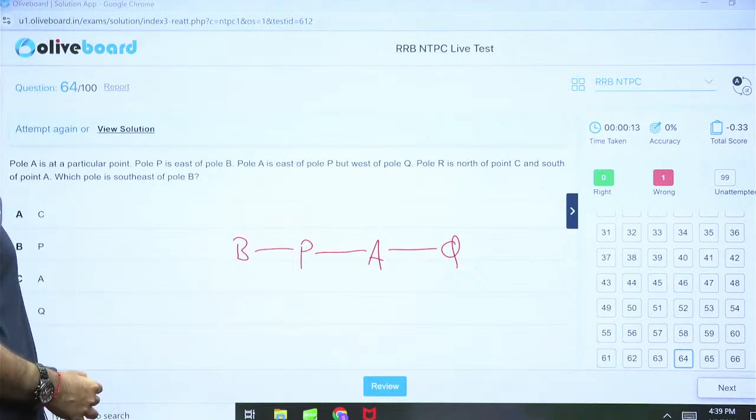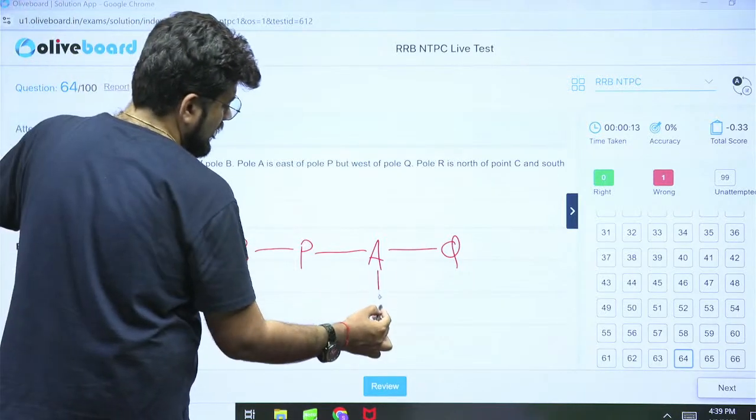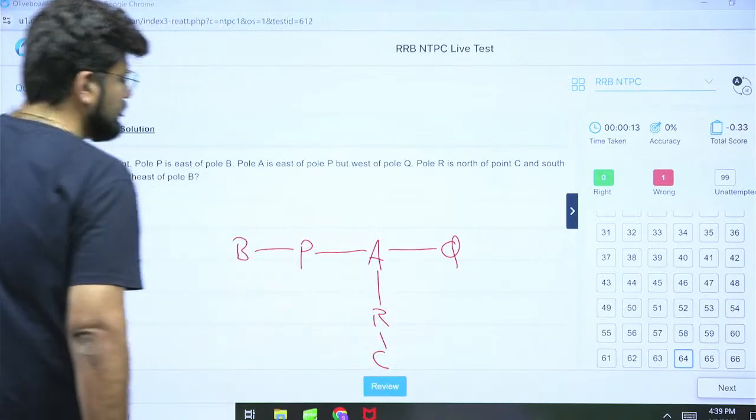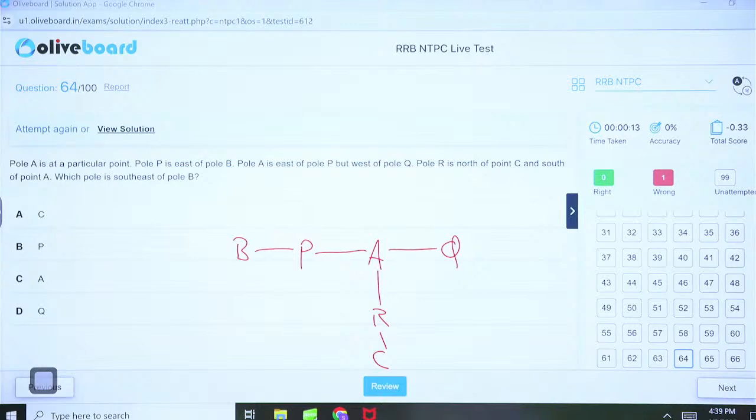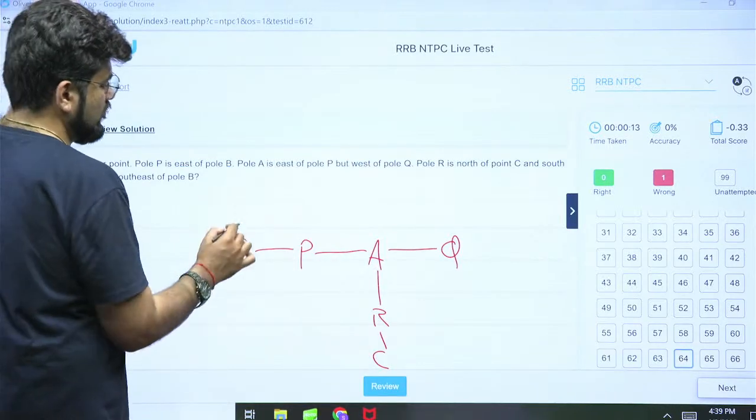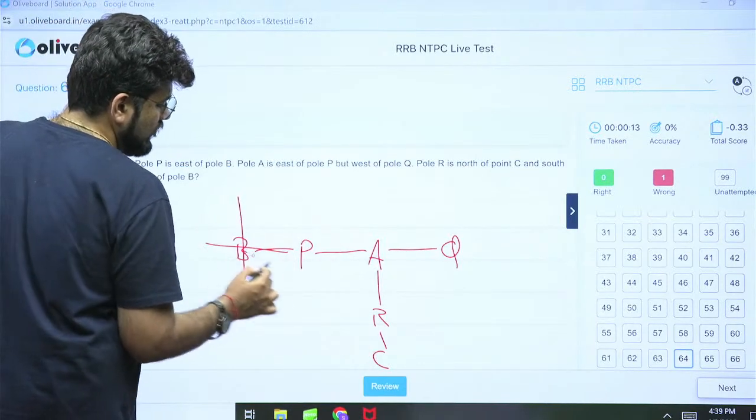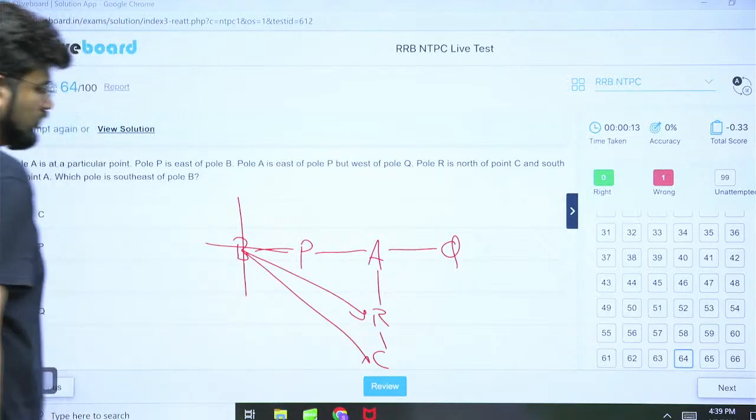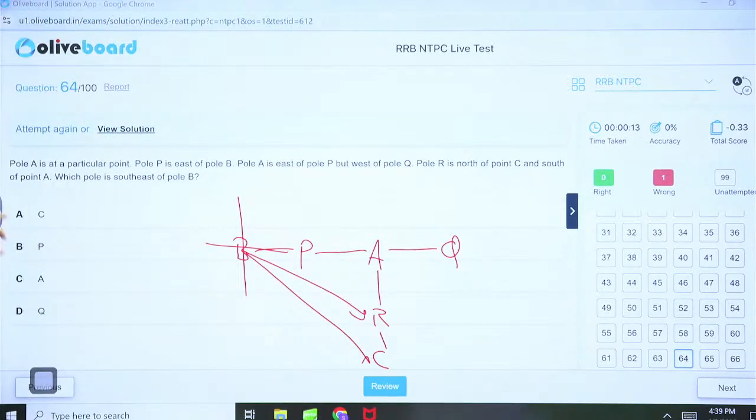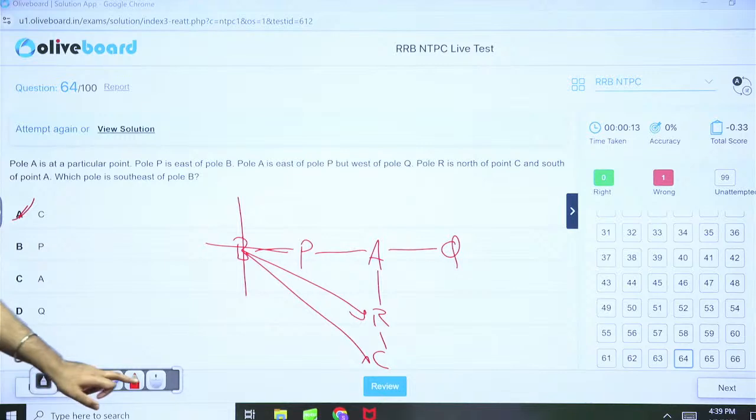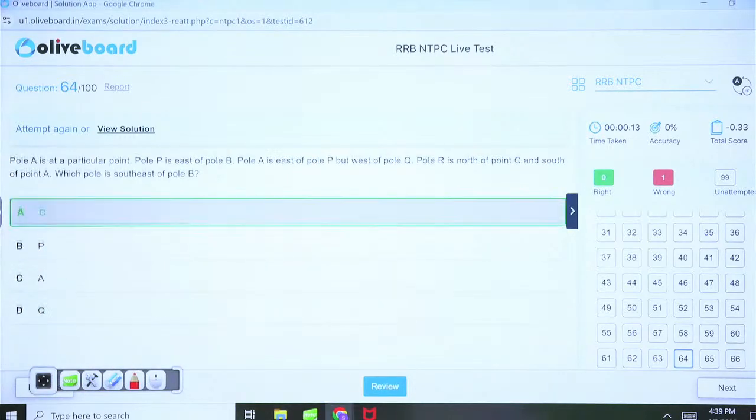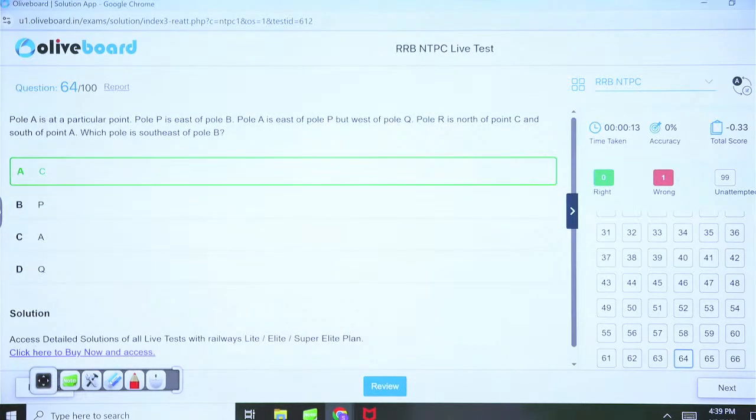R is north of C and south of A. So which is southeast of B? Southeast of B can be R also and C also, both of them. Out of the options you have only C, so option A is the right answer. Okay.